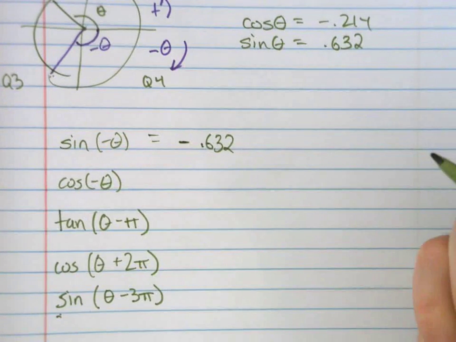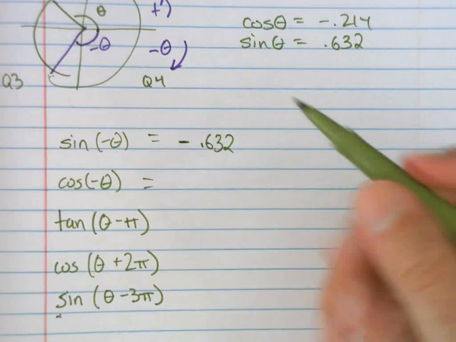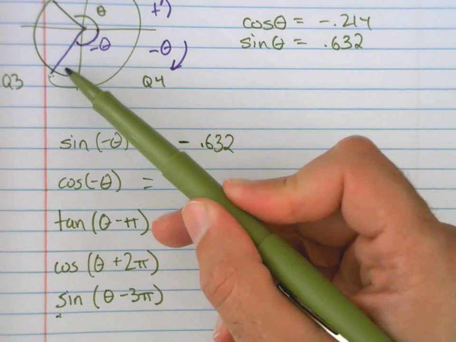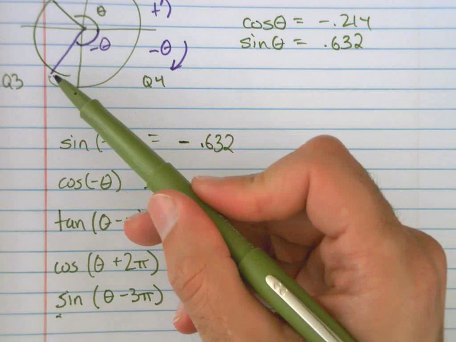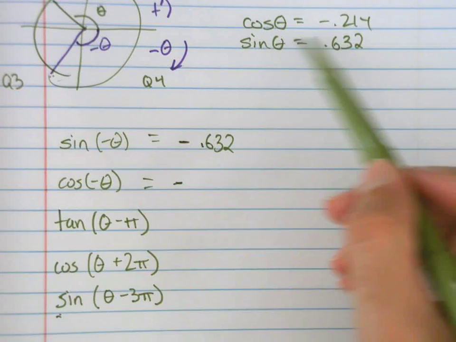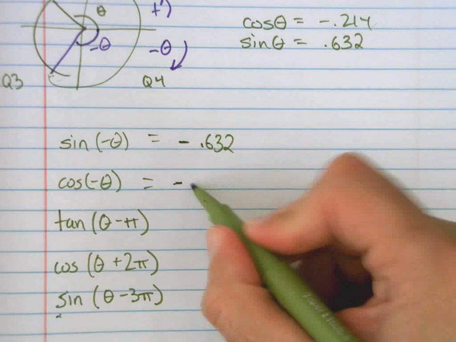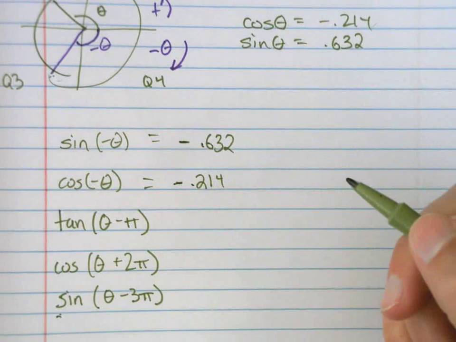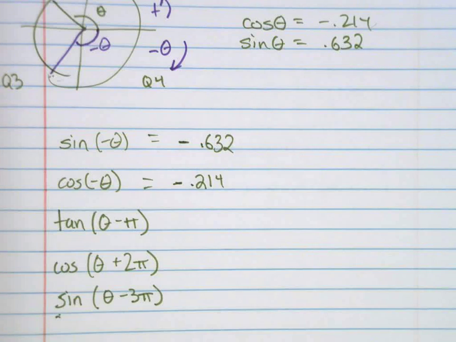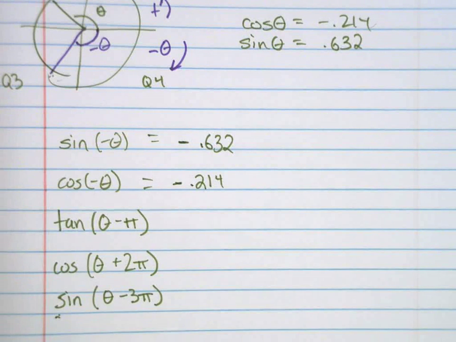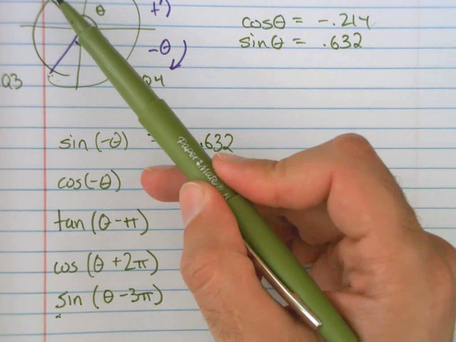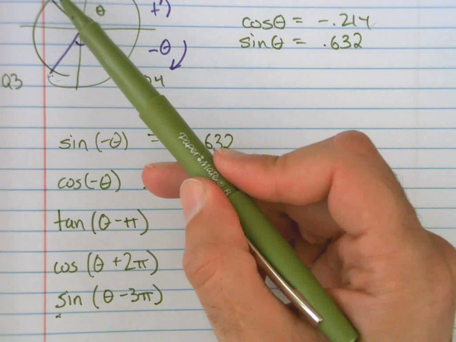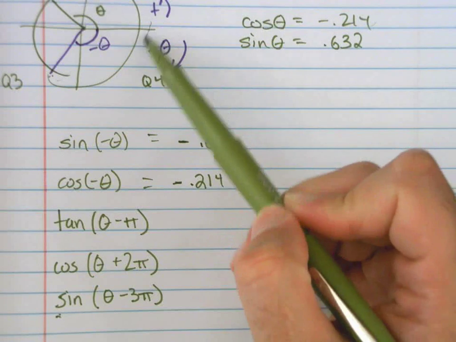Same thing for cosine. Cosine of a negative theta, we write a negative down because the quadrant determines the sign. We go over here and look at what cosine is, and it's 0.214. So we just choose the value that represents. Tangent of theta minus pi. So we go to theta, that's here, and we're going to subtract pi. That means we're going to go this way around. Right, we're going that direction.